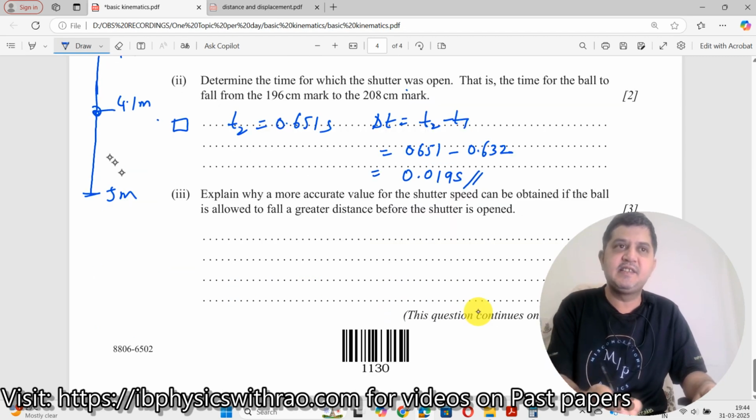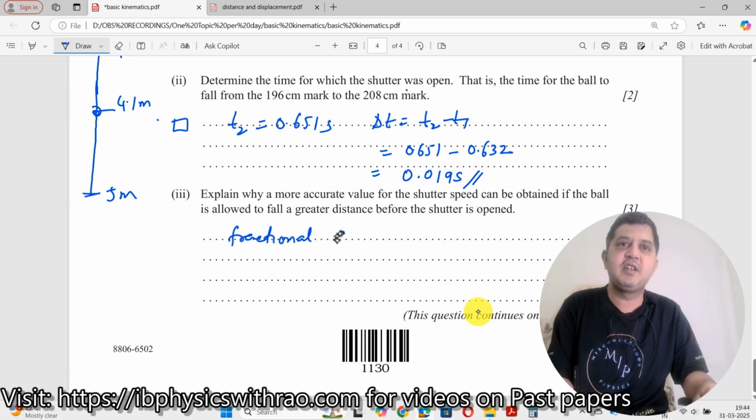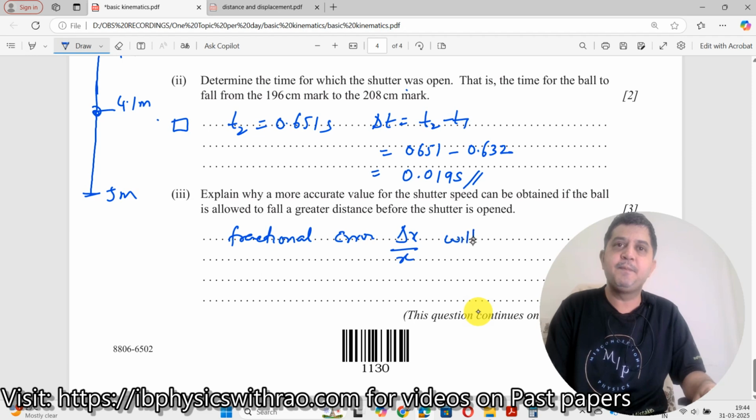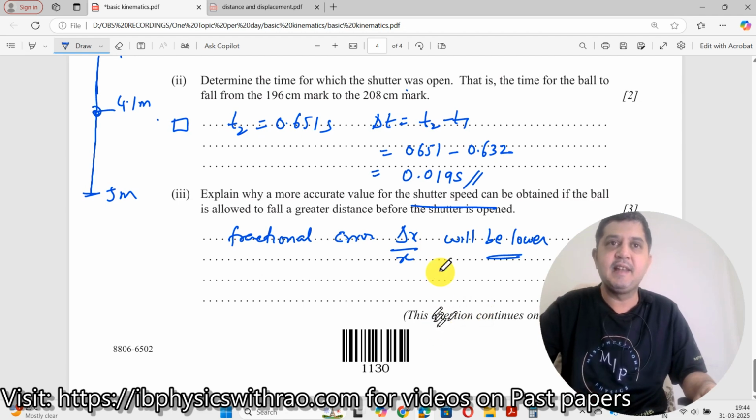When you say distance is larger over here, then what can happen? The fractional error of delta x by x will be lower, which means the accuracy will be higher. See, what is it asking here? Explain why a more accurate value for the shutter speed can be obtained. So how is it related to the shutter speed? If you ask me that question, then you can answer it like this.